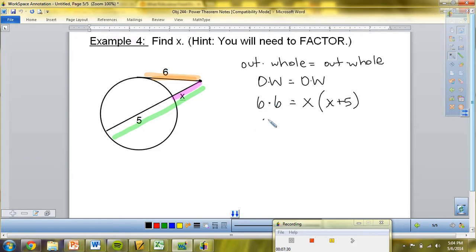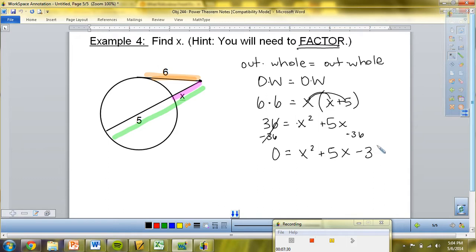6 times 6 is 36. x times x, when I distribute, gives me x squared, and x times 5 gives me 5x. Now, this is a little bit of a challenge because they did give us this hint: I need to factor. How can I factor if I have a 36 on one side and an x squared and an x on the other? I need to move everything to one side. So I'm going to move my 36 so that I have set my equation equal to 0: x squared plus 5x minus 36.